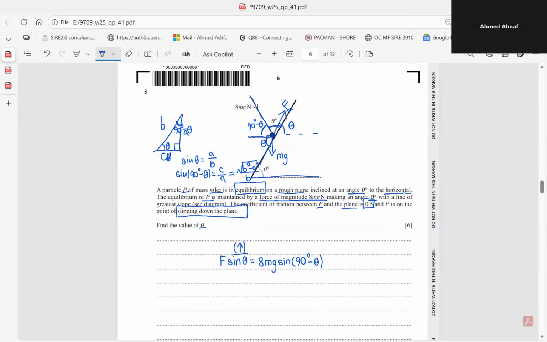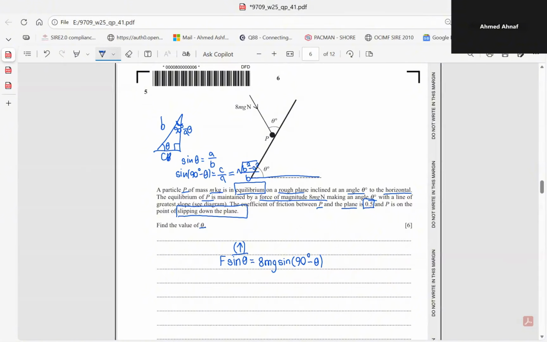Oh wait, now there's one more force that we haven't accounted for yet. Okay, never mind. Let's not do it this way. Let me redraw the forces again.